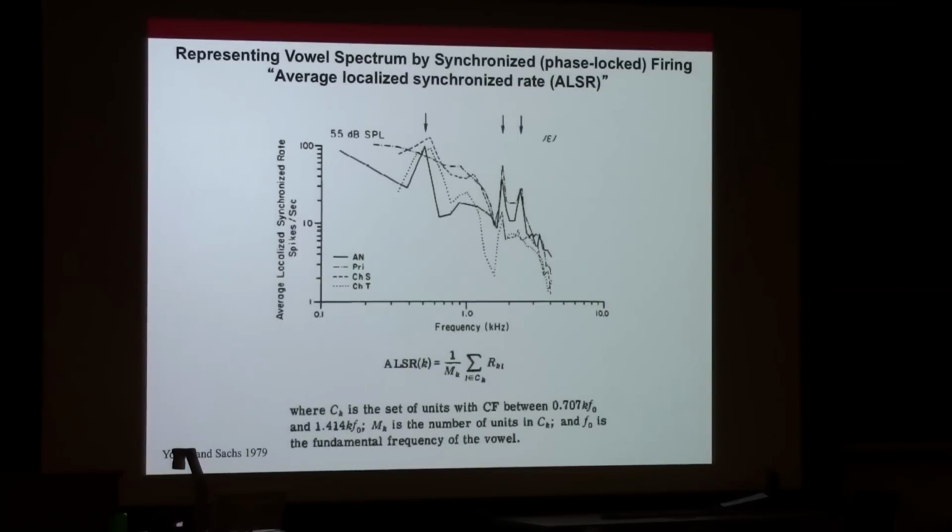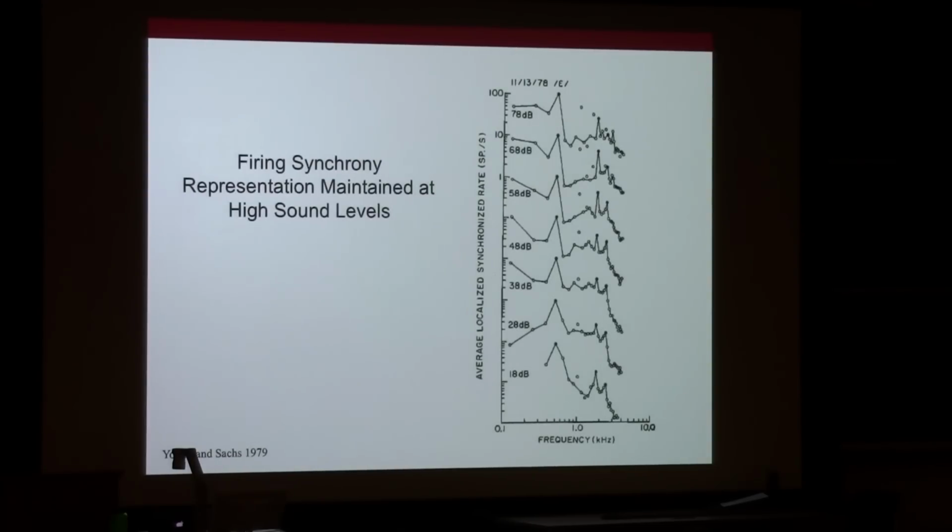So this is one example showing phase locking can be used to represent the speech sound at high sound level when firing rate becomes less useful. This is an example showing that if you use a phase locking based representation, you can represent these vowels across all the sound levels. These are two examples.